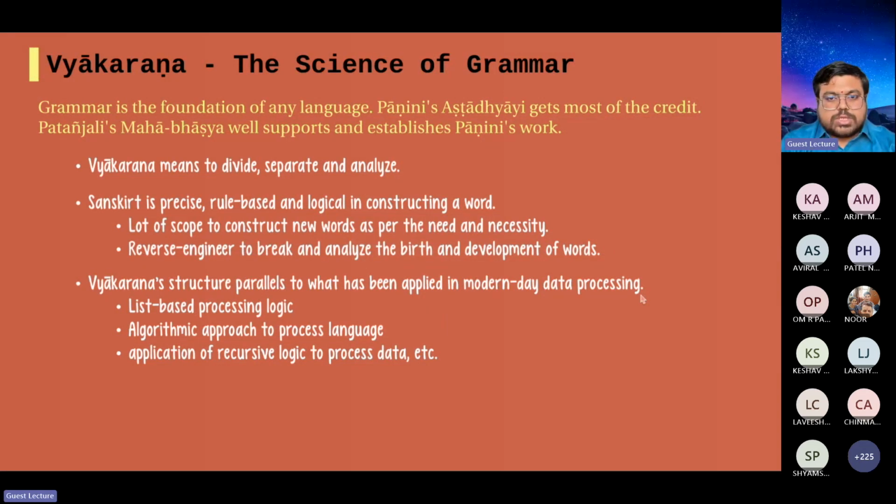Recursive logic of processing data means based on a certain theme, you enter a step in your algorithm. If something is being repeated, you go back and look for differences and try to follow a different chain of the tree. So this is called the recursive logic to process the data. The data processing in the current world is exactly this. And imagine, a few thousand years ago, Panini constructed the grammar with this precision.